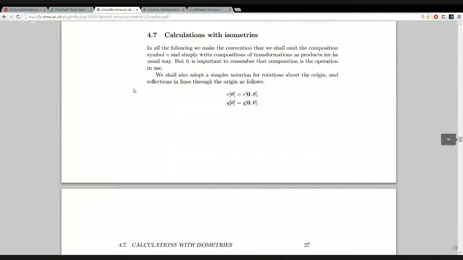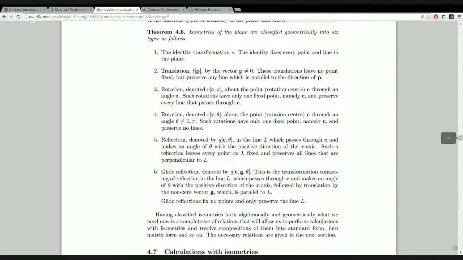And going along with that, we have this notation. The notation R_C,theta refers to rotating the plane about the point C by an angle theta anticlockwise. The notation Q_C,theta refers to reflecting the plane in the line that goes through the point C and that makes an angle of theta with the x-axis. And Q_C,G,theta was a glide reflection, where the reflection is Q_C,theta, as I just explained, and G is the glide vector.